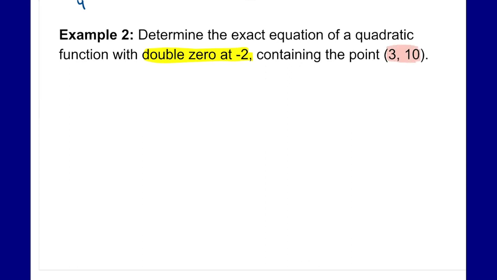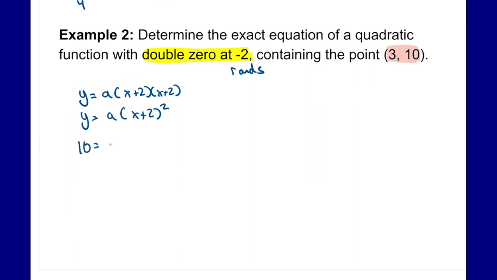So the double zero at negative 2 means that negative 2 is our r and s value, which means it is a perfect square because we have the same factors, right? So what I mean by that is if we have y equals a(x + 2)(x + 2), that's the same thing as saying y equals a(x + 2) squared. It's the perfect square.